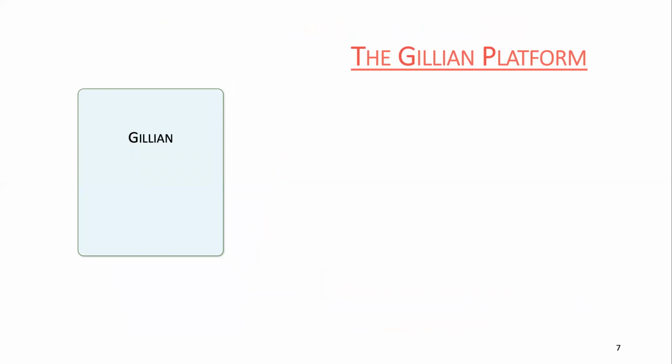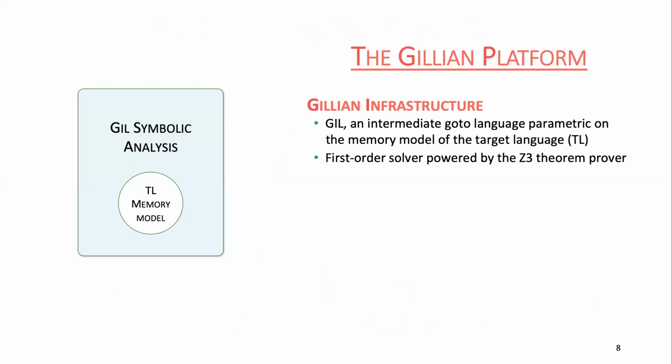So let me talk about the GILLIAN platform. It's underpinned by a general intermediate language, hence the name GIL, hence the name GILLIAN. This is where we do the symbolic analysis. It's an intermediate go-to language, this is normal. There's a lot of work in industry and in academia on such intermediate languages, and there's a choice point about what language to use. What we have that's novel is that it's parametric on the memory model of the target language, and I'll say more about that later.